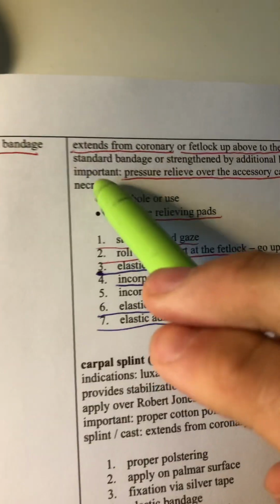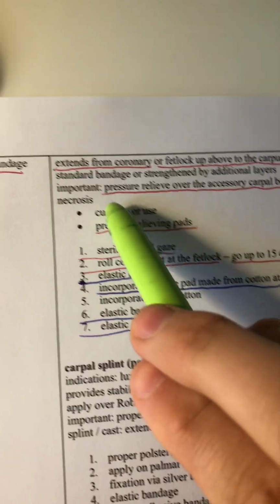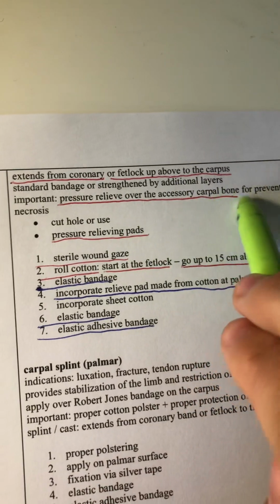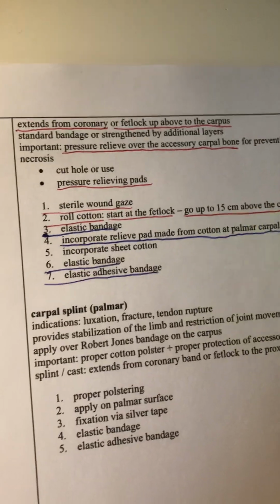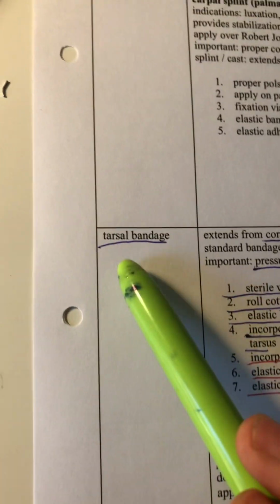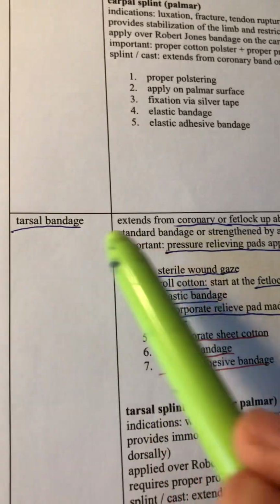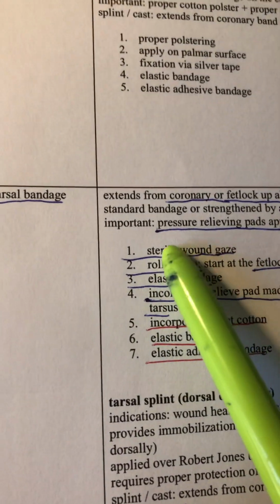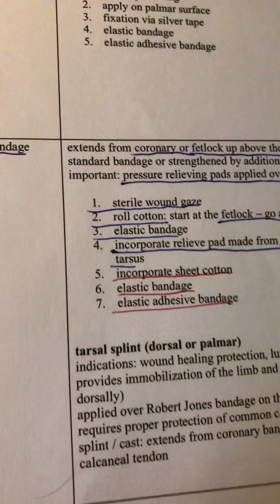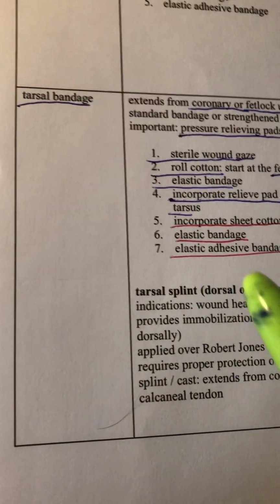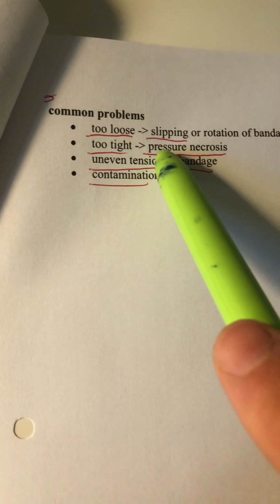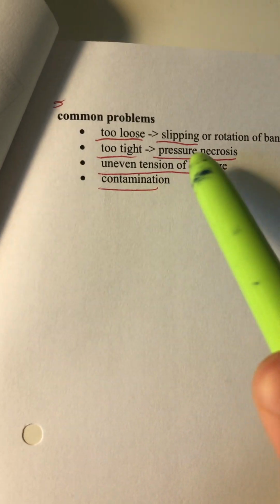And the carpus bandage extends from the coronary band or the fetlock up to the carpus, and put pressure relief over the accessory carpal bone. Use pressure relief pads, and it goes 15 centimeters above the carpus. And the tarsus bandage goes from the coronary band or fetlock up to the tarsus, and put pressure relief pads on the common calcanean tendon. So make sure it goes above the tarsus as well, and incorporate relief pads on the palmar area of the tarsus. And the problems are, it can be too loose, it can be slipping, too tight, pressure necrosis, uneven tension of the bandage, and contamination.